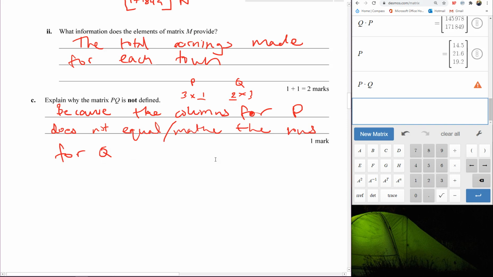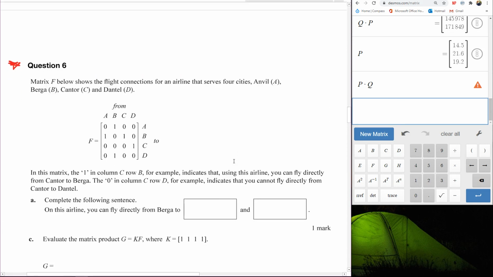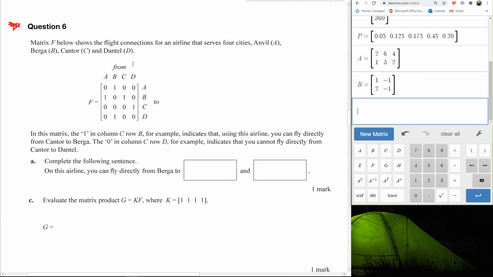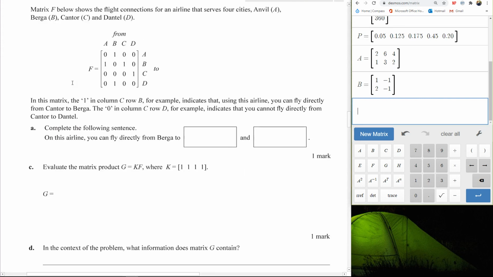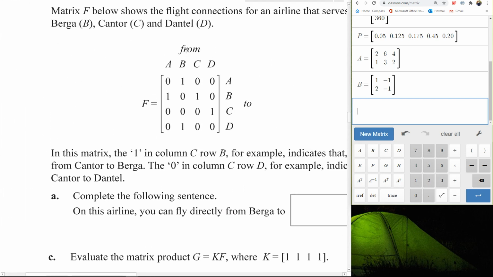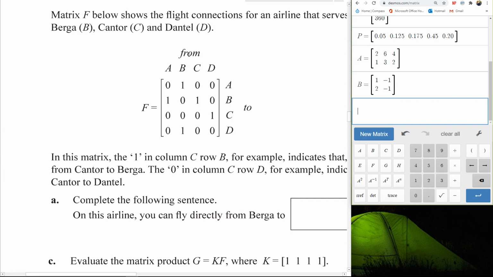Okay, easy. Question 6. Matrix F here shows the flight connections for an airline that serves 4 cities, A, B, C, and D. I won't have to say the names there. And it says here, just try to understand how this matrix works here, guys.